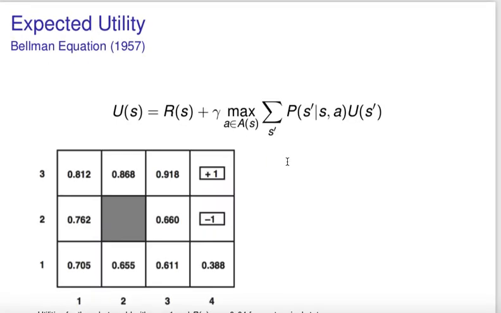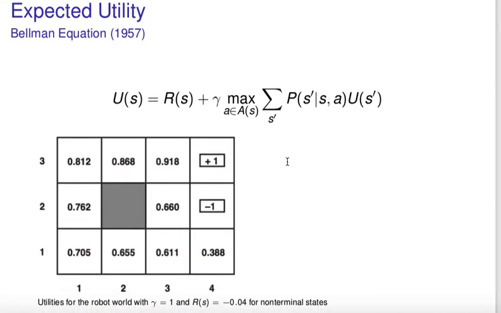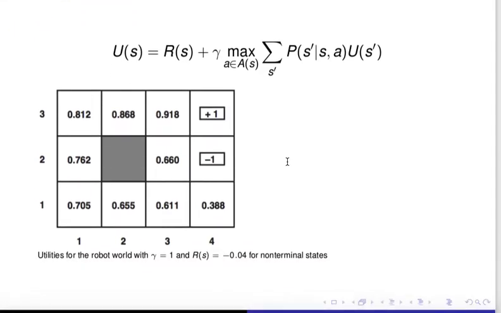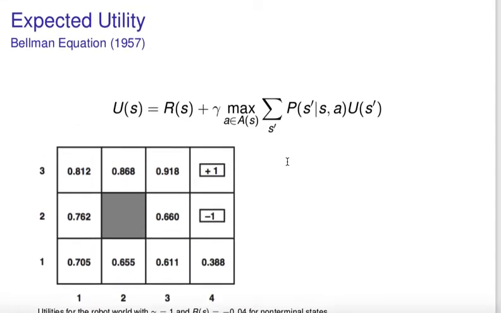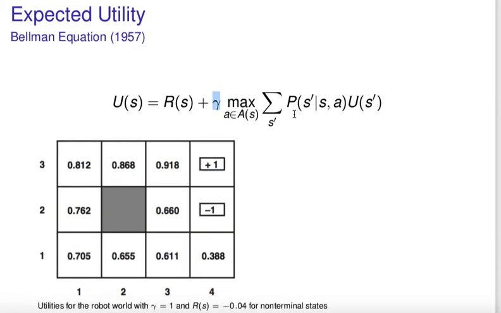Let's look at the expected utility here. This is called the Bellman equations. We're going to go into the Bellman equations very quickly, right? The utility is the reward of state S plus gamma times the best policy, basically. In this case, it's not the best policy, but it's the value of the best policy with the state S prime.